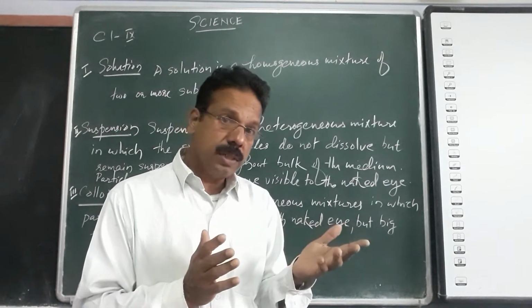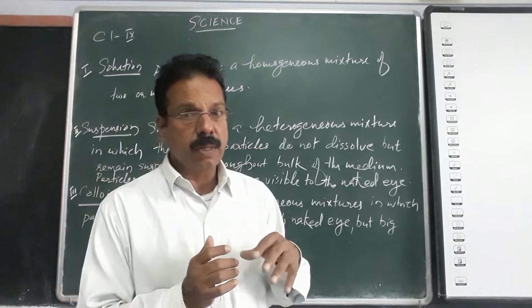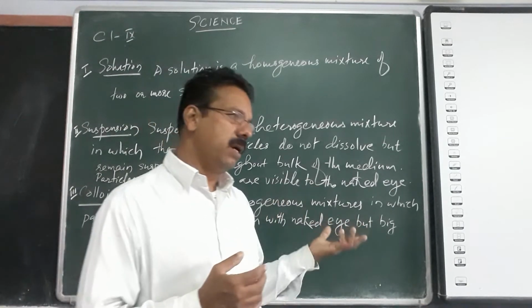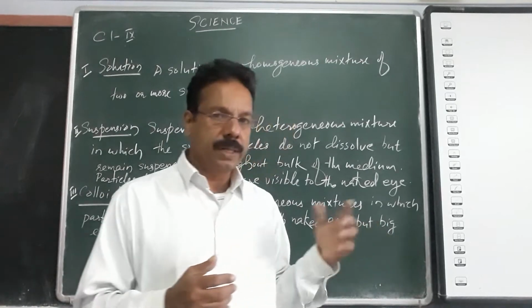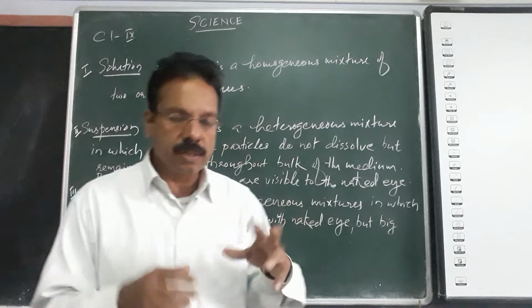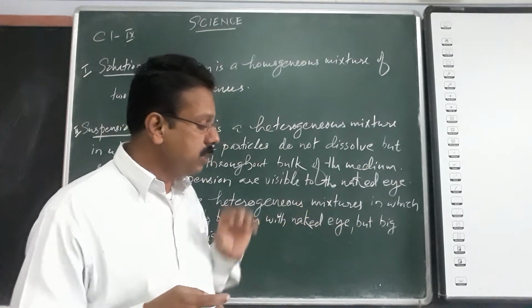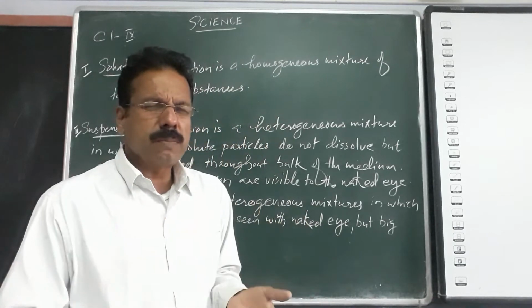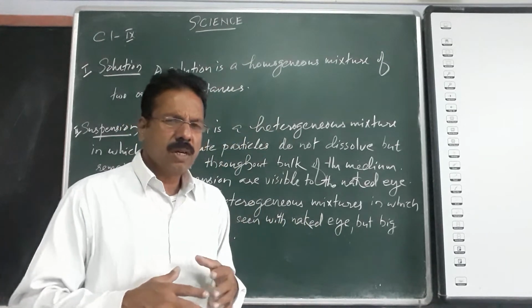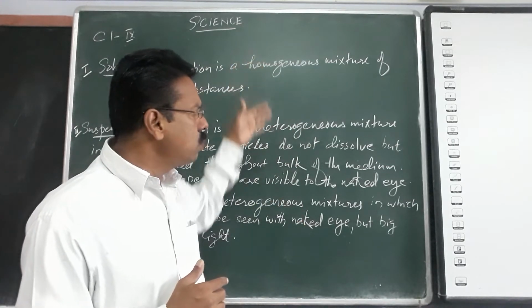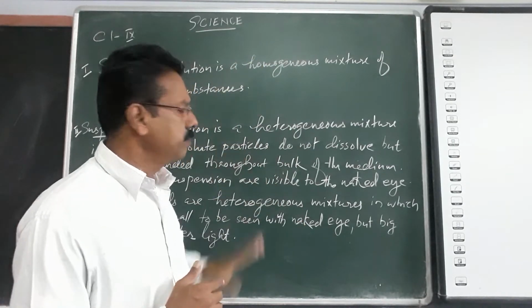Then what is homogeneous? In a homogeneous mixture, the boundaries of separation of the different components are not visible. For example, sugar and water. In a sugar solution, we cannot see water separately, sugar separately. Based on homogeneous and heterogeneous mixtures, we can divide the mixtures into three categories.